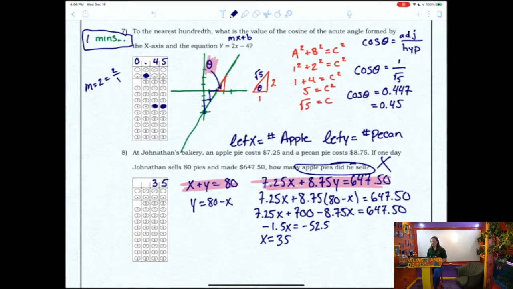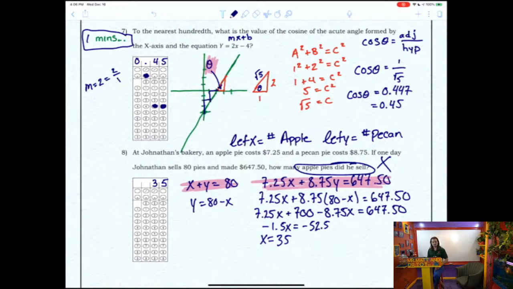I'm combining like terms, so 7.25x minus 8.75x is going to give us a negative 1.5x. And then I also subtracted 700 on both sides. So that left me on the right with negative 52.5. 647.5 minus 700 is negative 52.5. And then finally, dividing by negative 1.5, negative 52.5 divided by negative 1.5 is going to be a positive 35. So that day, Jonathan sold 35 apple pies.